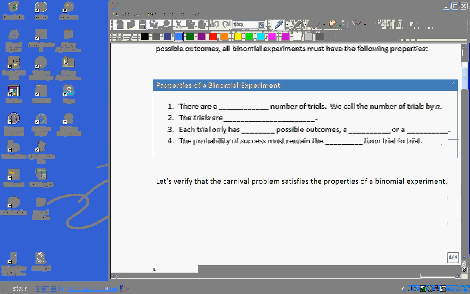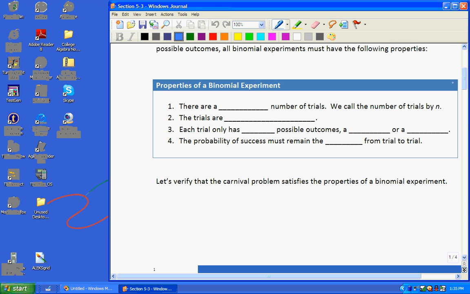Now, this is very important when determining if an experiment is a binomial experiment. All 4 of these properties have to be met, not just 2 of them or 3 of them, but all 4. And here they are. Number 1, there are a finite number of trials. So there has to be a stopping point that you can count. We don't want something that continues on and on forever, but a countable number of trials, 10, 15, 100, 1,000, however many. We call the number of trials n. So n represents how many trials we have.